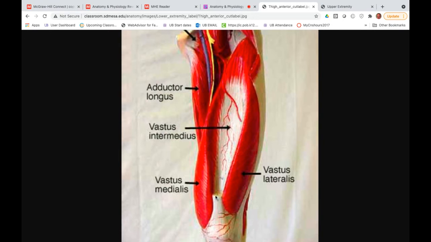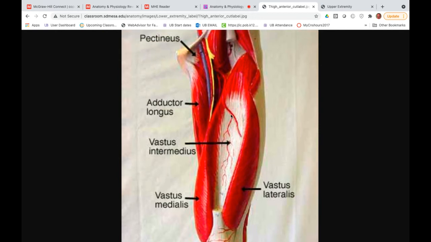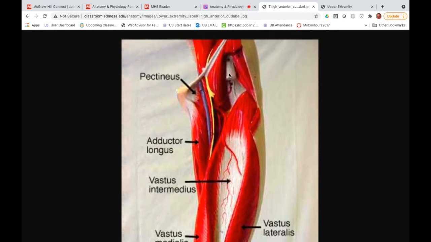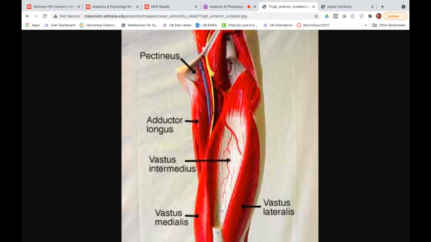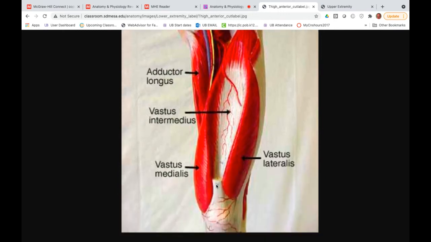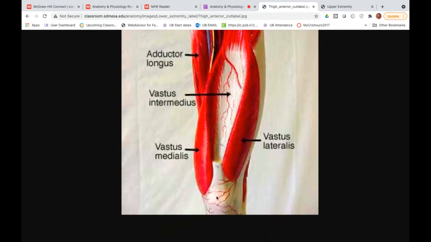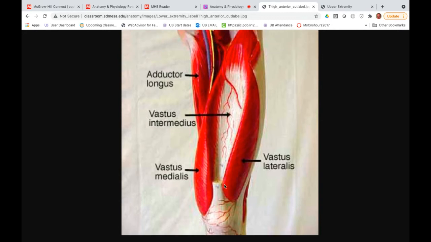So what was cut so that we can see it? The rectus femoris, which is here. That's the proximal tendon of rectus femoris. There's the distal tendon. The quad's attached to the patella only to make its final destination to the tibial tuberosity.